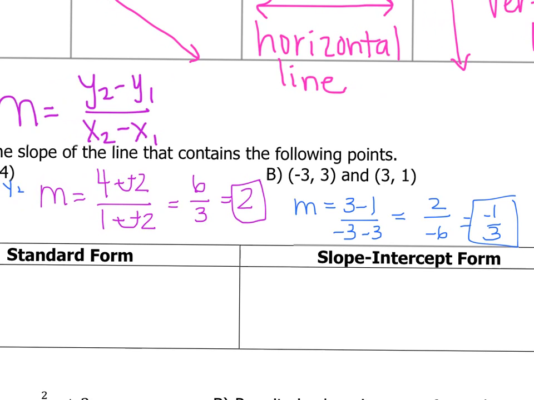The slope that you should have gotten on the second example is negative 1/3. If we use these points as x1, y1 and x2, y2, we can plug in 3 minus 1 over negative 3 minus 3.